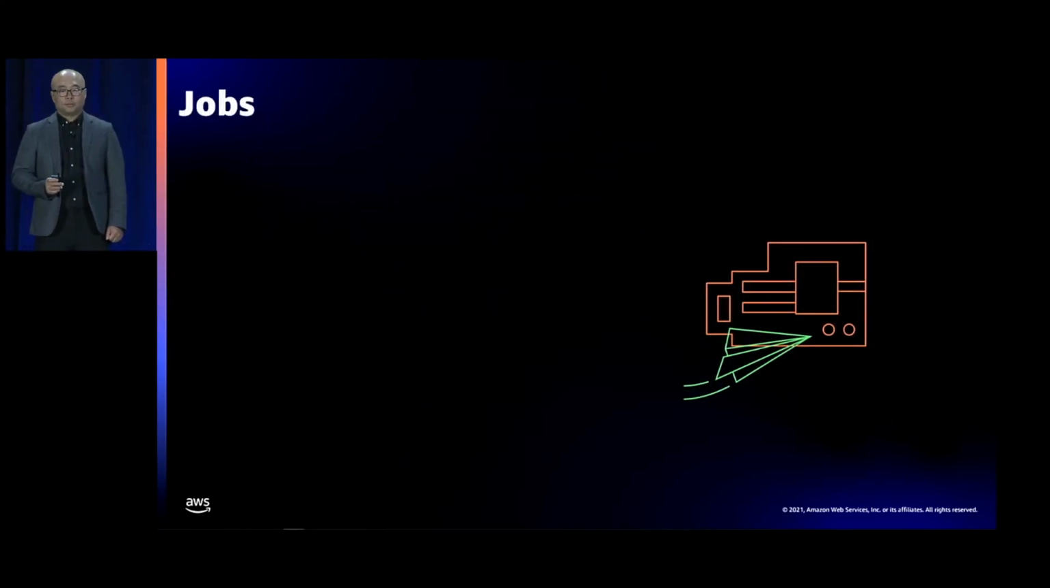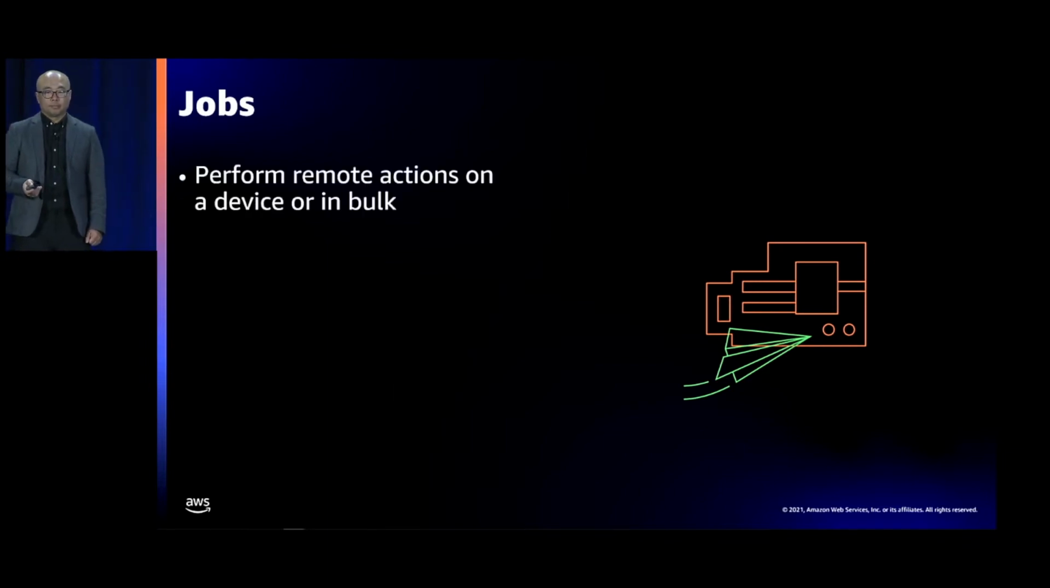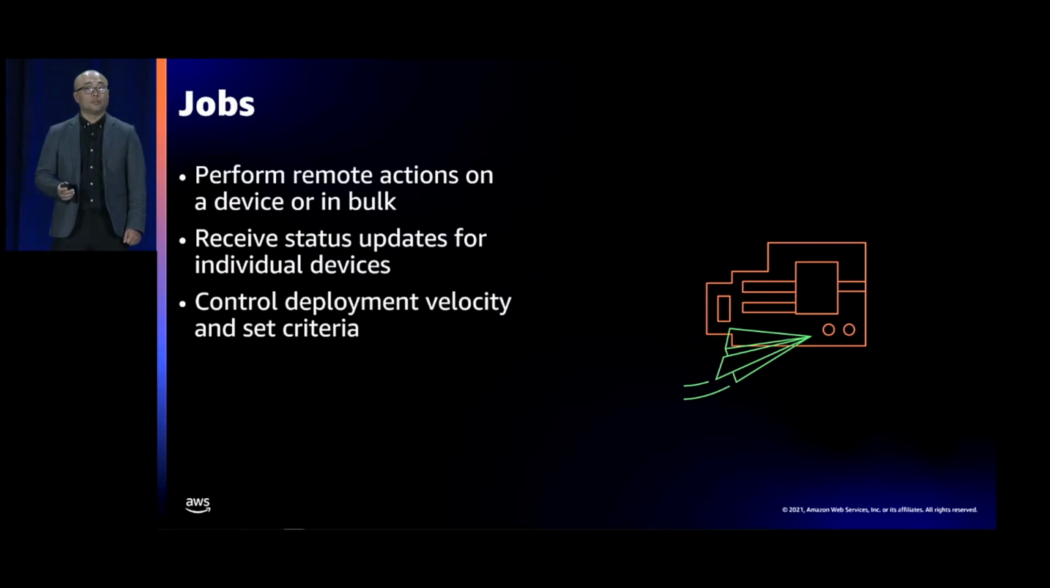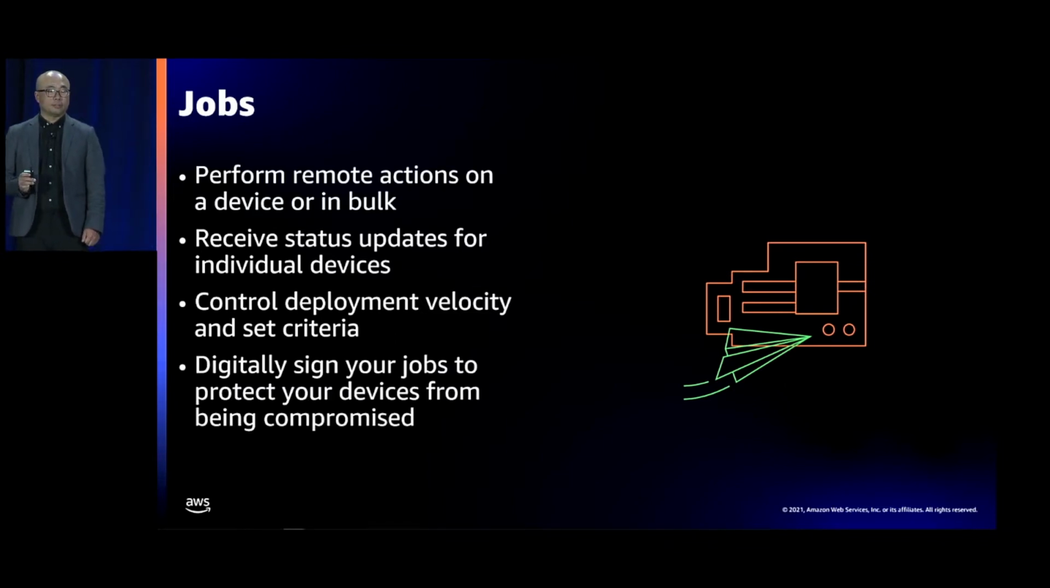Once you have insights from fleet indexing and advanced search, you can use jobs to perform operations on one or many devices. Jobs is commonly used to run over-the-air updates. So basically, you can perform remote actions on device or in bulk, receive status updates for individual devices, control deployment velocity and set criteria, and digitally sign your jobs to protect your devices from being compromised.